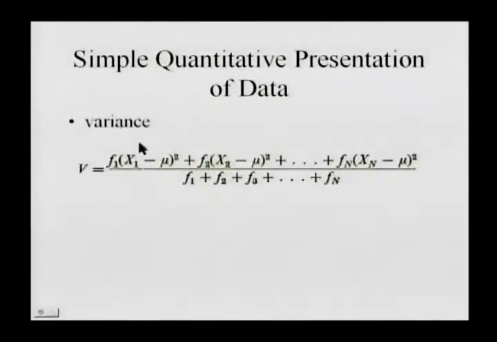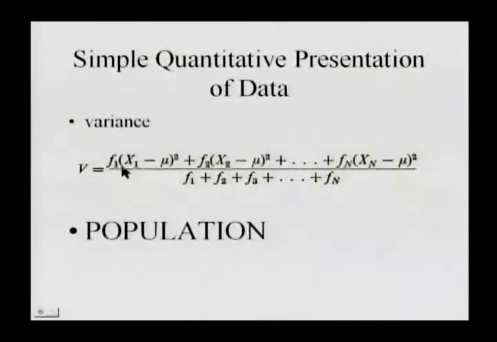Variance is the next, and we see the capital V, so uppercase V, so this is for the population, and it is the frequency of x1 minus mu, the population mean, squared.